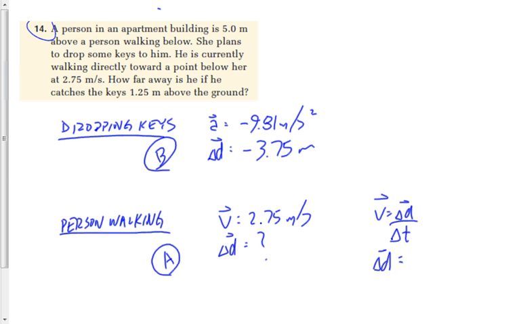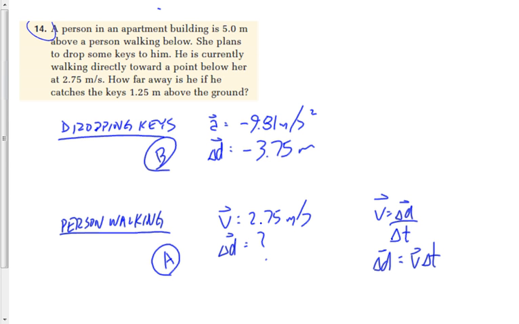Rearrange it, take the T up by multiplying, it becomes V times T. I got V, I don't know what T is though. All right, so I can't do that right now. I know I'm going to have to at some point because the person walking is experiencing constant velocity, and this is the only equation I have for it. So I know I'm going to need to get T, and I know I'm going to need to plug it into here. Well, let's go back to the dropping keys. Let's see how long the keys drop for.